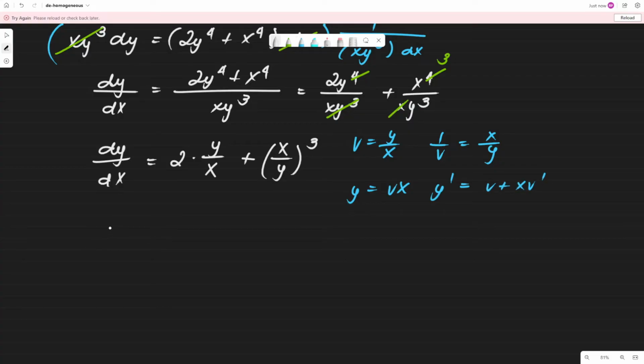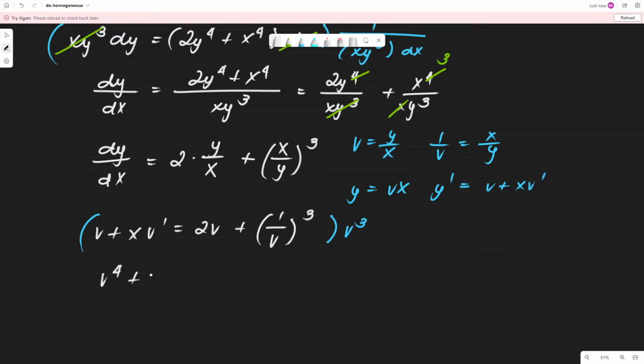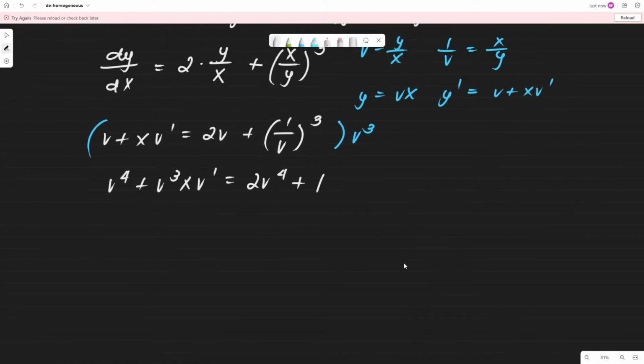Okay, so we will have v plus xv prime is equal to 2v plus 1 over v, quantity cubed. Then let's multiply both sides by v cubed so that we can remove the v in the denominator. So this will become v to the fourth plus v cubed x v prime is equal to 2v to the fourth plus 1.